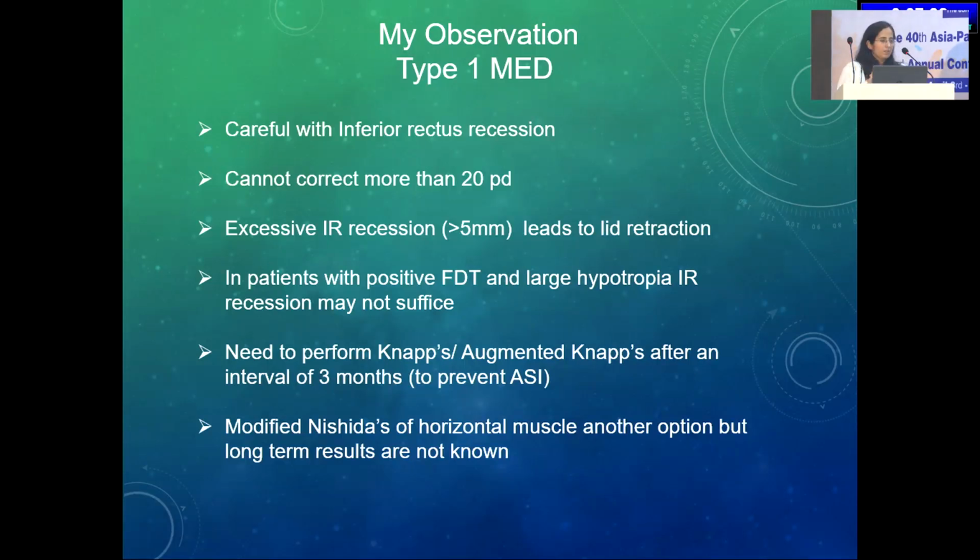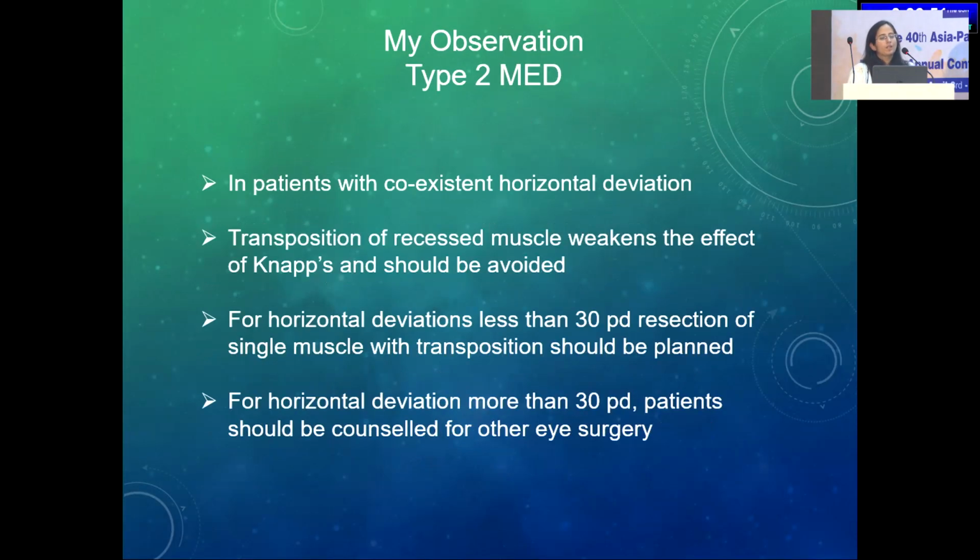So, if you have an inferior rectus that is tight, along with that, if you are planning the surgery, you might add superior rectus plication or superior rectus resection to that. You might even need to perform NAPS or augmented NAPS after an interval of 3 months just to prevent anterior segment ischemia. Modified Nishida, as I stated earlier, is a safe option because it's a no tenotomy, no splitting technique where you simply pass a non-absorbable suture 12 mm from the limbus in the superior quadrant. But long-term results are still not known and we need larger studies for the same.